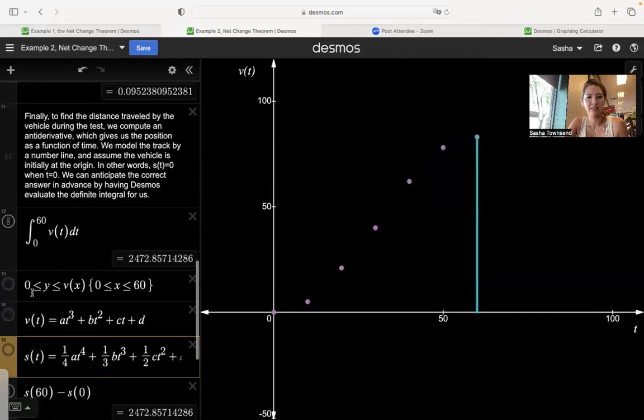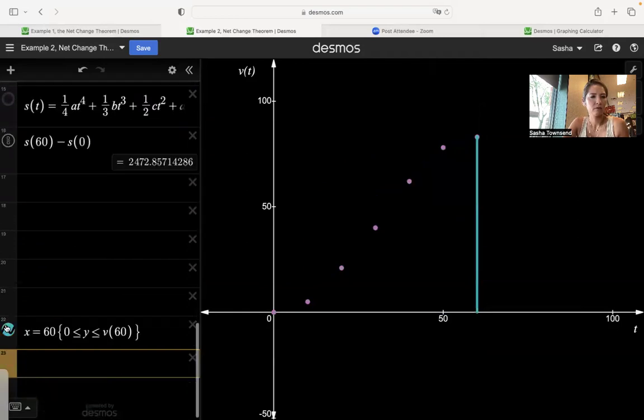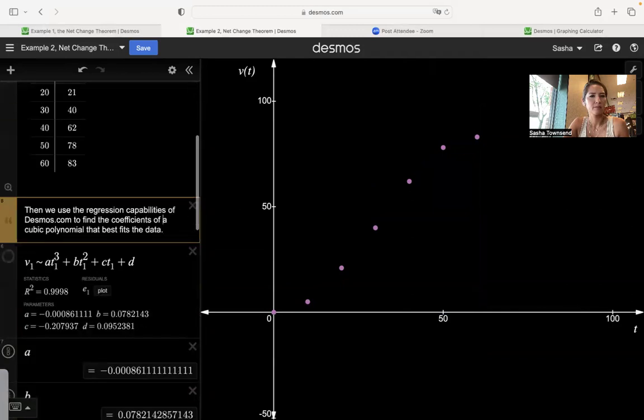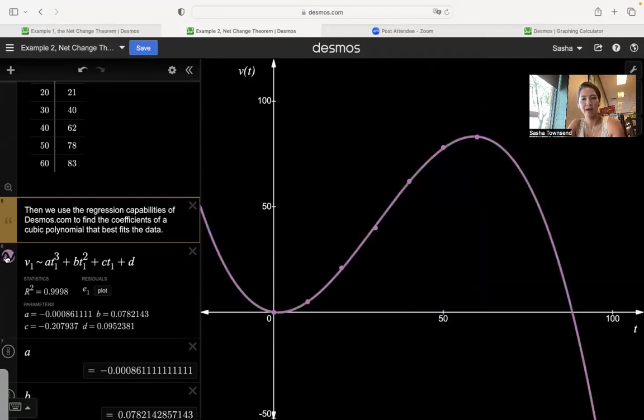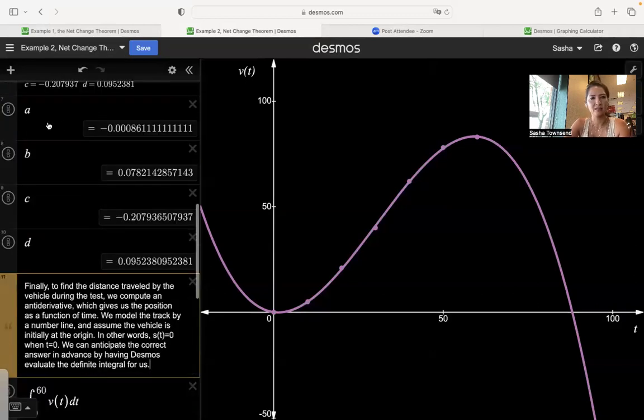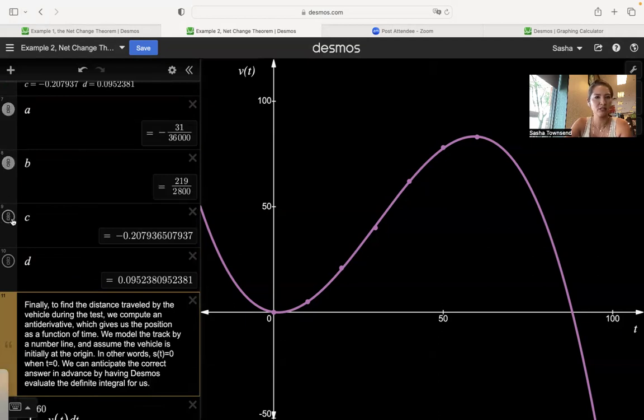It's a little bit distracting that the graph is already there. So you ask Desmos to find the a, b, c, and d so that a cubic polynomial fits this data. And that's what it gives you. It tells you what a, b, c, and d are. If you want to see those, you can just type a, b, c, and d, and then hit enter, and it'll give you these approximations. If you want fractions, it'll give those as well.